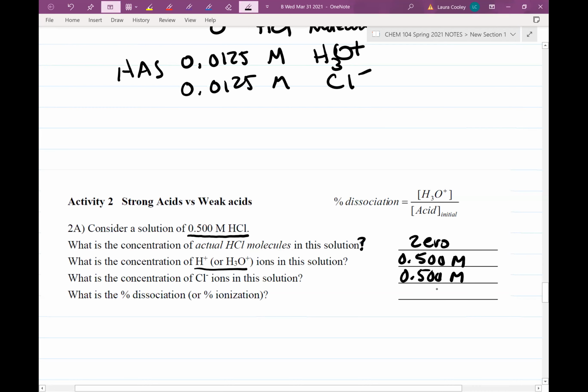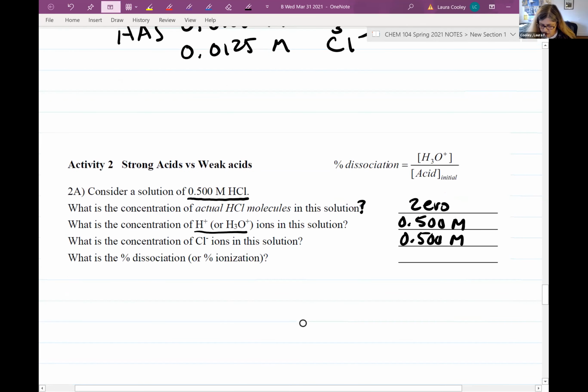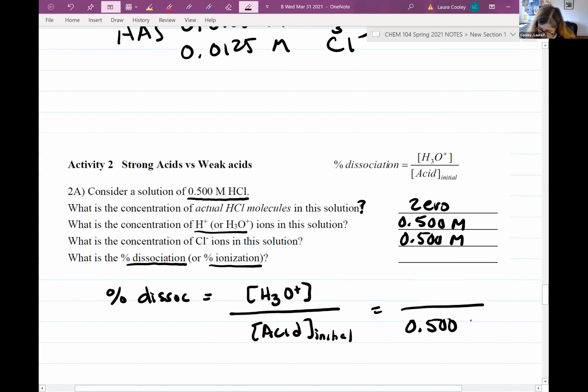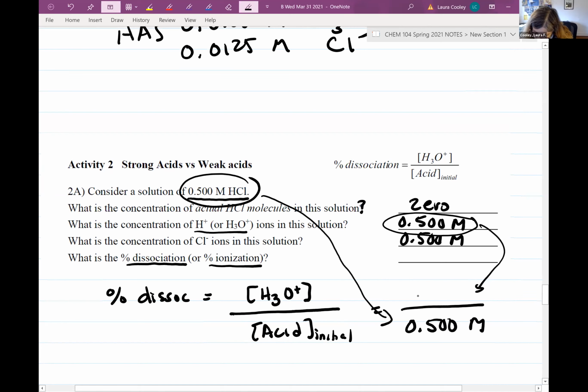That's right. Okay, now I'm going to introduce you to a quantity called the percent dissociation or percent ionization. And this is what it is, just like it's written above there. It's the concentration of H3O plus in the solution divided by the initial concentration of acid. So that initial is 0.5 molar. That's what you started with, okay? That's what goes here. And now you put the concentration of H3O plus in the numerator.